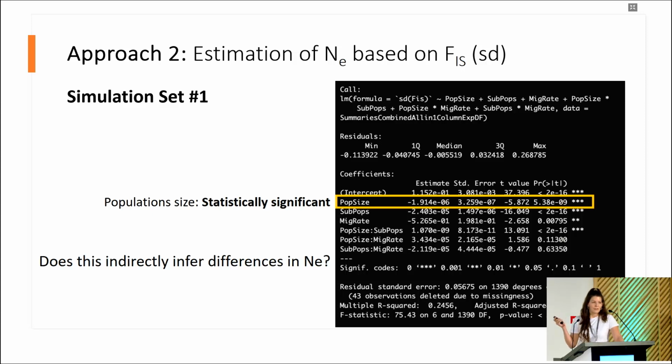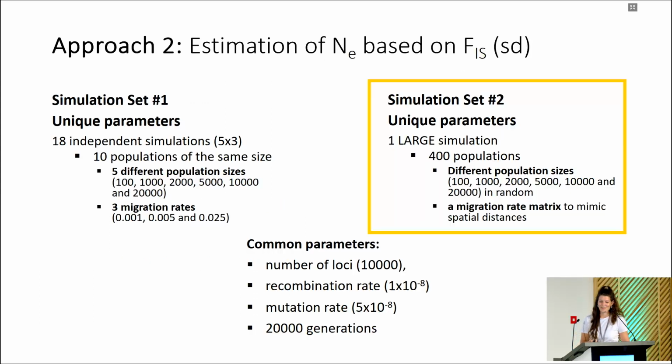So we thought, does this indirectly infer differences in N as well? And we got pretty excited. So then we said, okay, we need to be down to earth. We need to be as close as possible to a real scenario. So let's do one big simulation where we can use 400 populations.